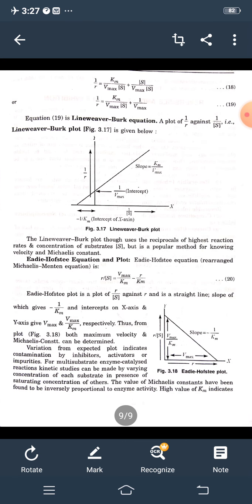The Eadie-Hofstee equation and plot rearranges the Michaelis-Menten equation as R = Vmax − Km(R/S). This is shown by the graph of R versus R/S. So the slope is equal to −Km. Means we can say the value of the Michaelis constant has been found to be inversely proportional to enzyme activity.